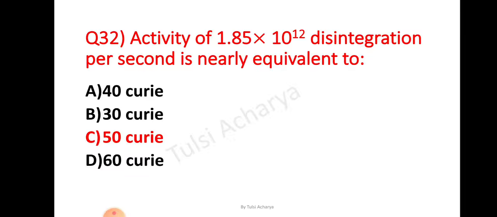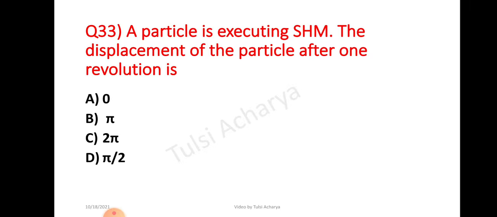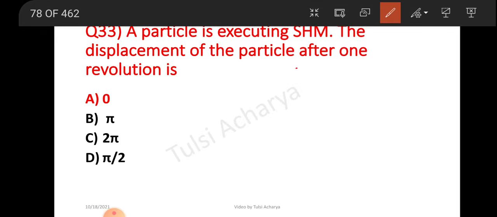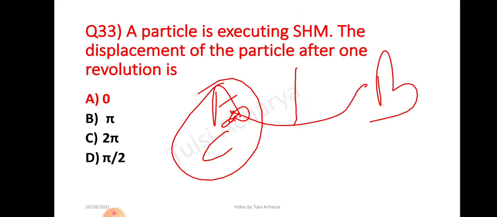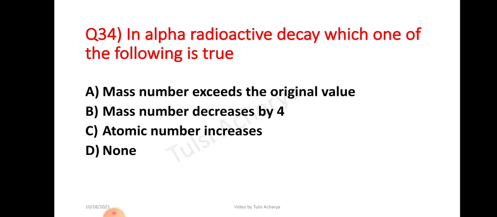Now let's move to question number 33. A particle is executing simple harmonic motion. The displacement of the particle after 1 revolution is, after 1 revolution the particle arrives at the same point, so displacement will be 0. If a particle is executing simple harmonic motion, from point A it goes to B and finally arrives at C for 1 revolution. So A and C are the same point, so displacement will be 0. Now let's move to question number 34.